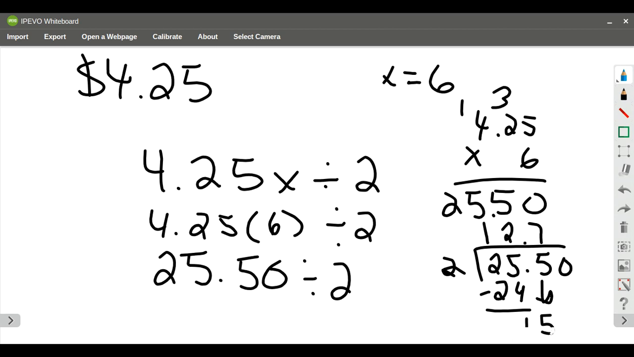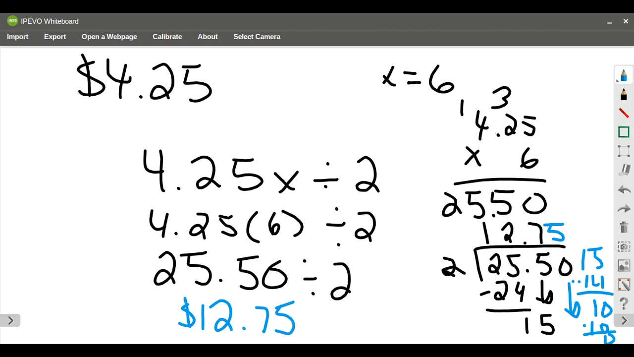So I'm going to bring my work up here. So I have 15 subtract 14 equals 1. Next step is going to be to bring down the 0. 2 goes into 10 5 times. And 2 times 5 is going to be 10. I'm going to subtract, left with 0. So my answer is she will have to spend $12.75 for her share of the tickets.